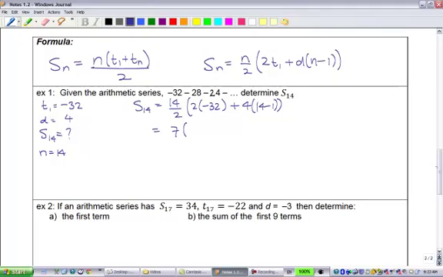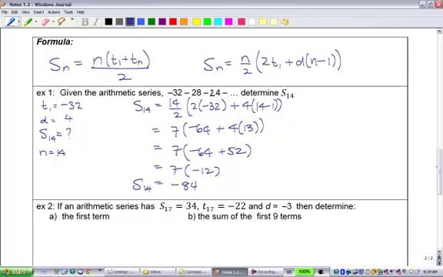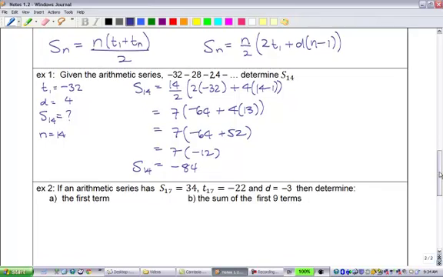So that's 7. So 4 by 13 is 52. 7 by negative 64 plus 52, so we get negative 12, and multiplying that by 7, it looks like we get the sum of the first 14 terms is negative 84. So a pretty simple application of the formula that we're given.